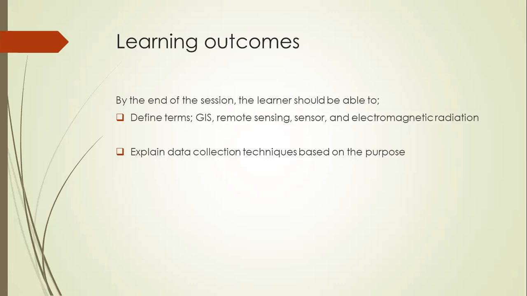Now, the learning outcomes are two, and I want Sharon to read for us the learning outcomes for the session. By the end of the session, the learner should be able to define terms, that is GIS, remote sensing, sensor, and electromagnetic radiation. And two is to explain data collection techniques based on the purpose. Thank you, Sharon. That is right. So that is what we are to focus on, and we are to cover the two objectives as you have just read them.